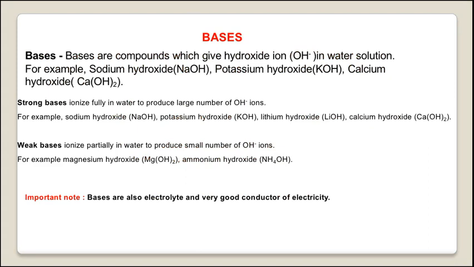Bases are divided into many types, like strong bases, weak bases, concentrated bases, dilute bases. We'll take them one by one. Strong bases are the bases which ionize fully in water, dissociating completely. In sodium hydroxide, sodium will dissociate separately, hydroxide will dissociate separately. Any base which completely ionizes in water is known as a strong base, and if it is partially ionized it is known as a weak base, like ammonium hydroxide, magnesium hydroxide, etc.